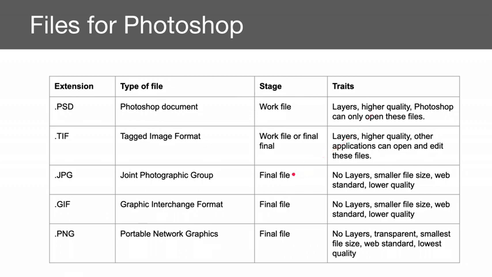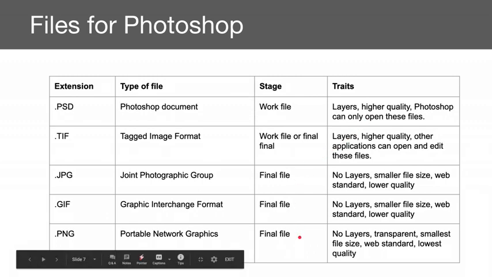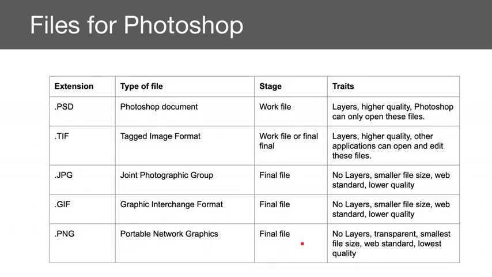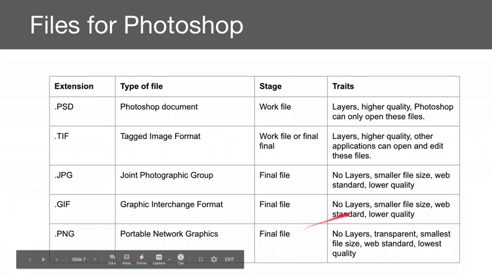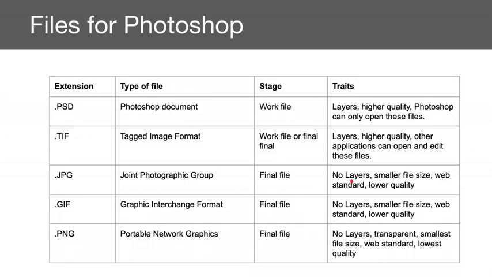And then with the JPEGs and the GIFs and the PNGs, they're usually known as the final files. We usually do all of our work on a work file and then make a JPEG for use on the web or whatever project we're working on that requires a lower quality or web standard. They don't have layers. It flattens everything. It takes all the work layers out. So again, that makes it pretty much finalized. And then they have a lower quality, so they're not really suitable for printing on a photographic quality print.